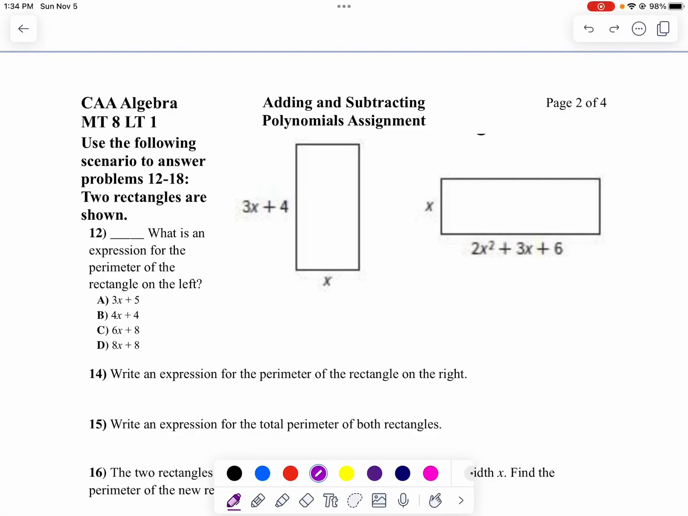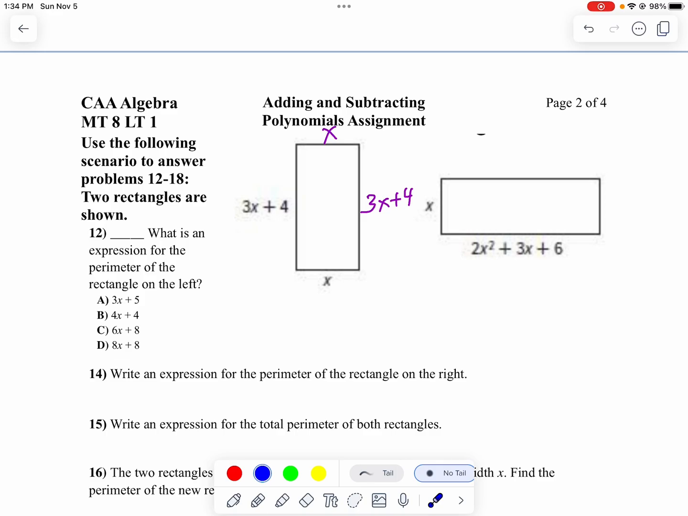Hey, let's take a look at page 2 of your assignment. On question 12, we want to find the expression for the perimeter of the rectangle on the left. Well, we know x is going to be on the top, and 3x plus 4 is going to be on the side. So if we add all of our x's up, we're going to have 3x plus 3x, which is 6x, plus x, which will give us 8x.